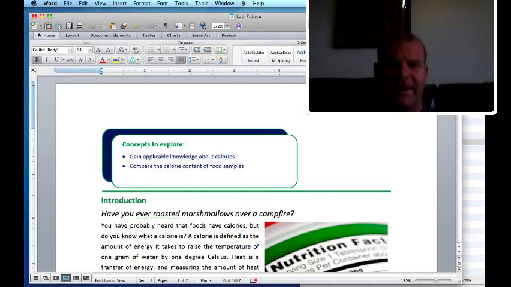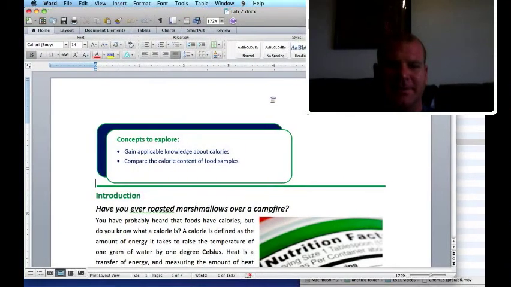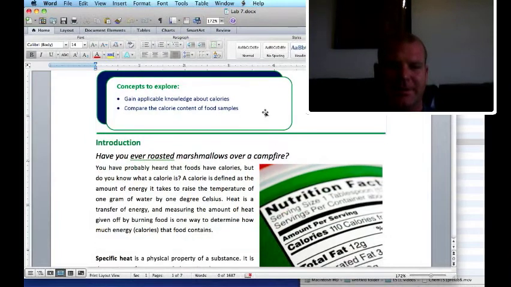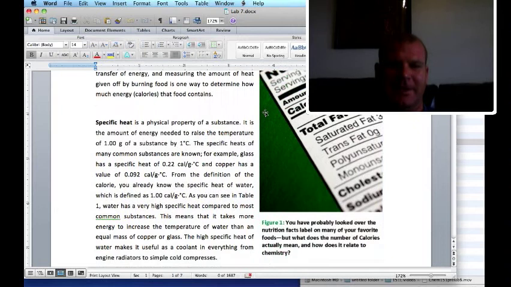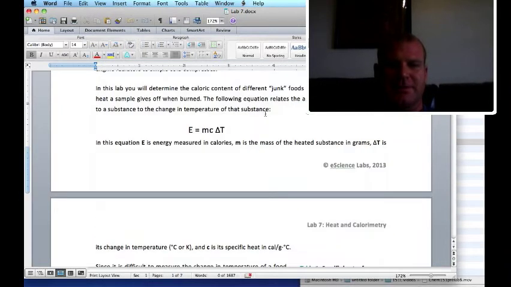Alright, so the pyromaniacs are going to like this lab, pre-lab number 7. So, starting by roasting marshmallows in the campfire. I love doing that. Making s'mores too. Fun stuff. So, we're going to talk about the amount of calories and the energy.